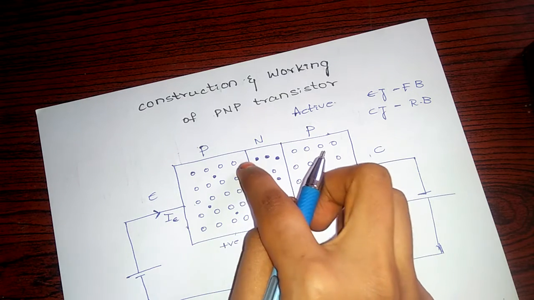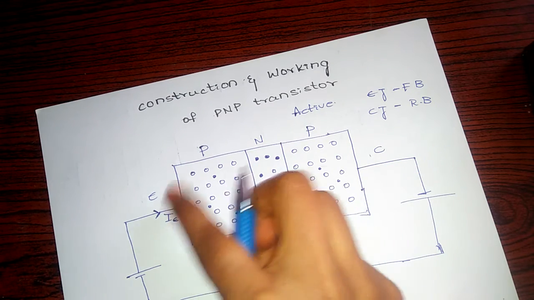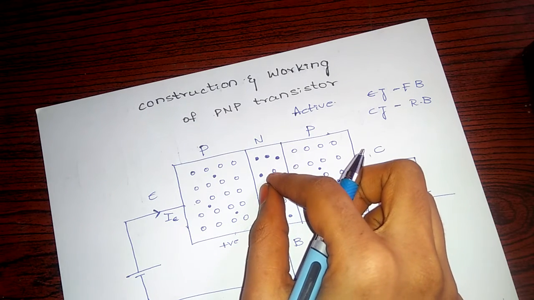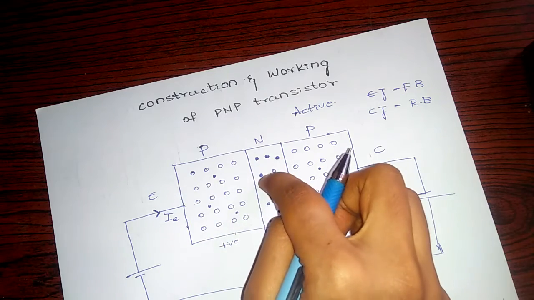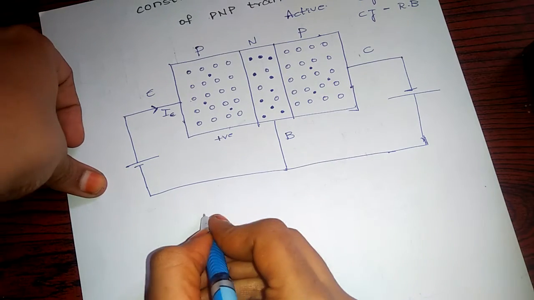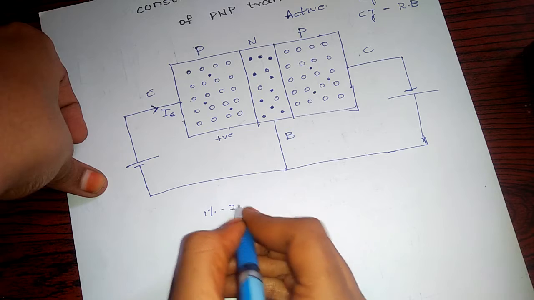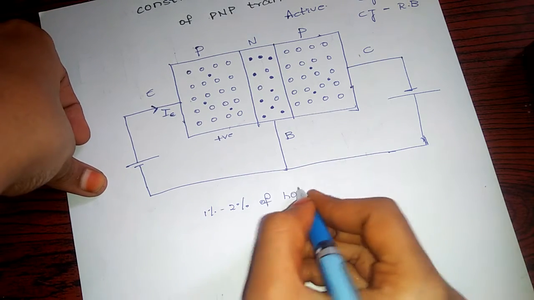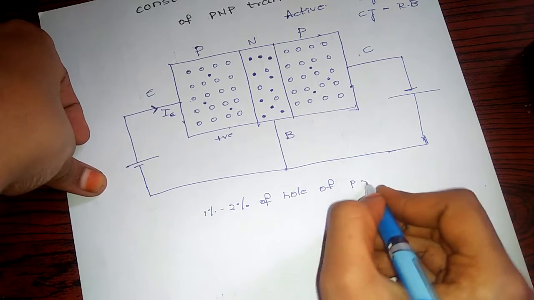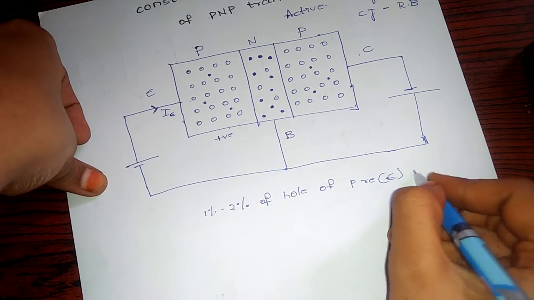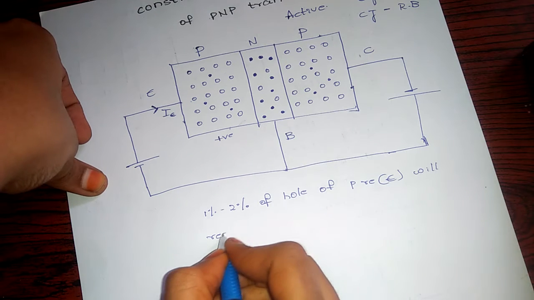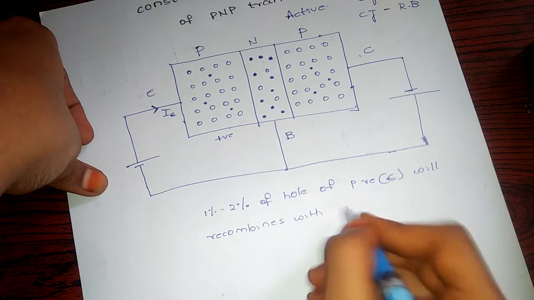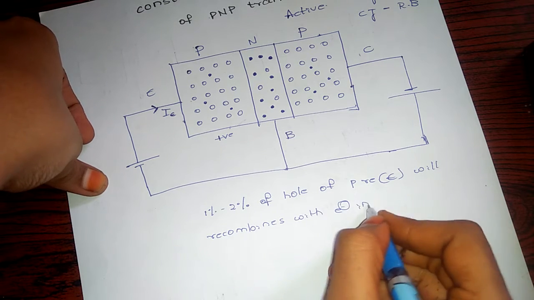Nearly 1 to 2% of the emitter current will recombine in the base. So recombination will occur. Maybe 1% to 2% of the holes from the P region of the emitter will recombine with electrons in the N region.